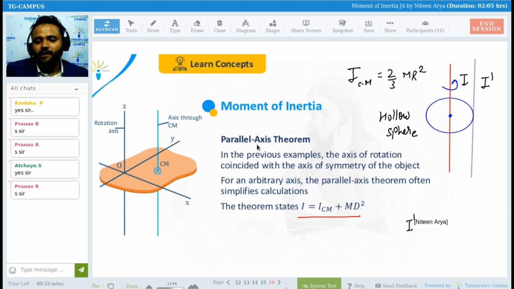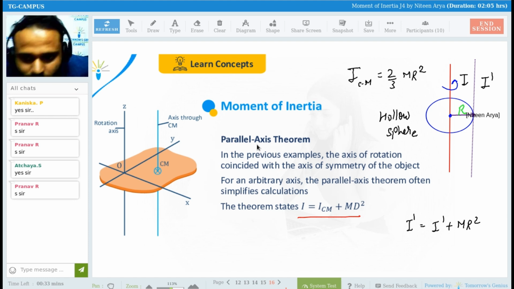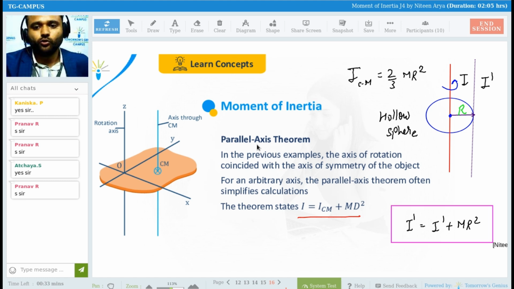So directly I prime you can find as I plus m r square. Why mr square? Because of the parallel axis. Obviously it does not look parallel, but assume this is parallel. So this parallel axis is r distance away from that, isn't it? This is r distance away from that. So I just put the same formula again. I don't do anything else. When we know the moment of inertia about the center of mass axis in most cases, we can do this.